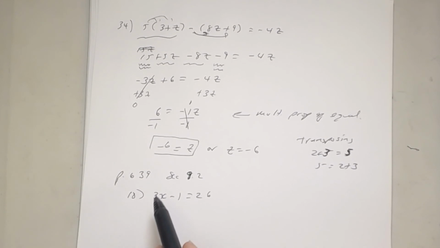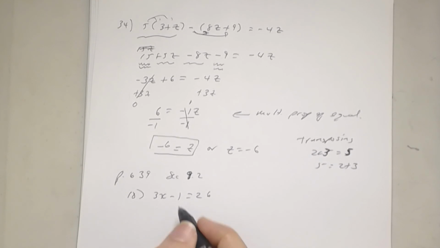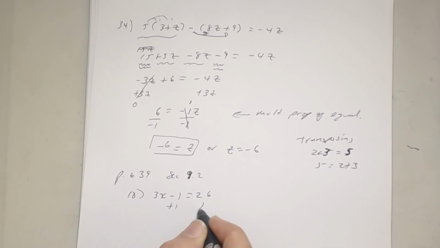So I need to get the variable by itself, right? So I've got to get 3x by itself. Right now I'm subtracting 1. What's the opposite of subtracting 1? So what I do to one side, I do to the other. So that's the addition property of equality.